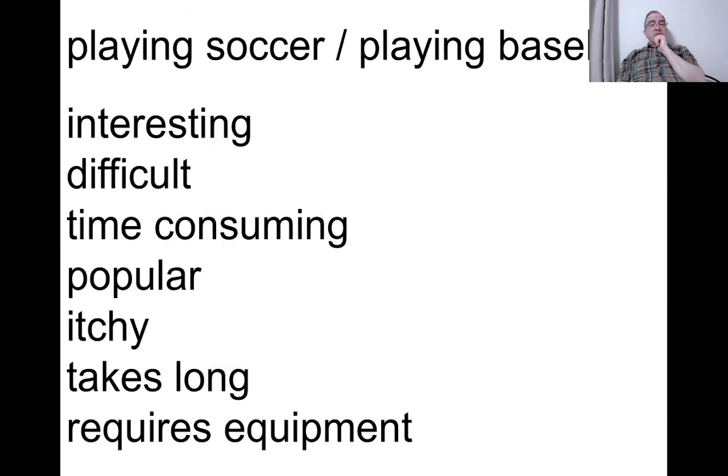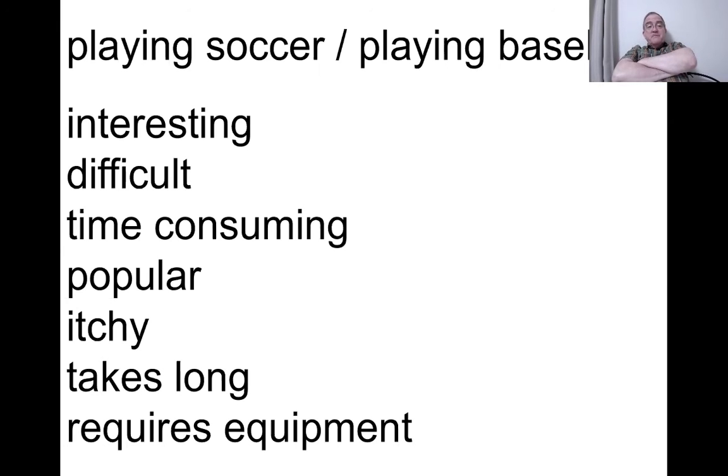Okay, let's try playing soccer and playing baseball. If you compare those two, what is your opinion? Can you make a sentence? Try to make a sentence now with interesting. Playing soccer and playing baseball. What do you think? Okay, I think playing soccer is more interesting than playing baseball. Difficult. Can you make a sentence? I think playing baseball is more difficult than playing soccer.